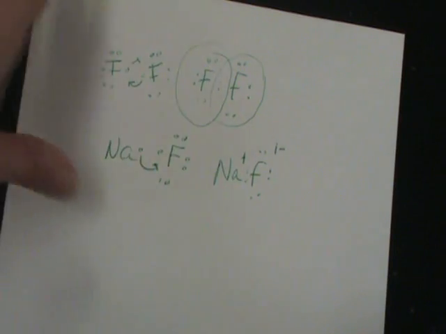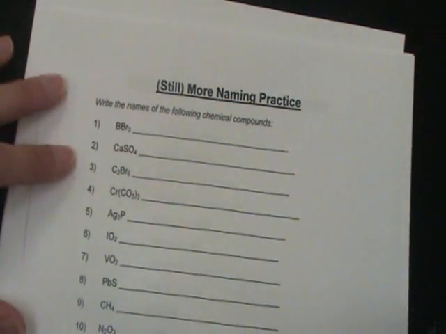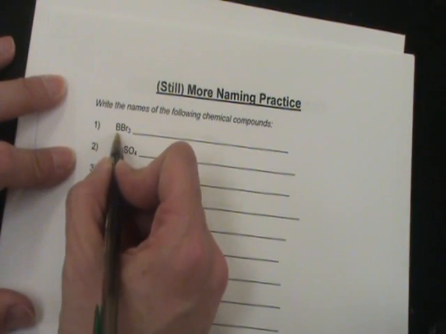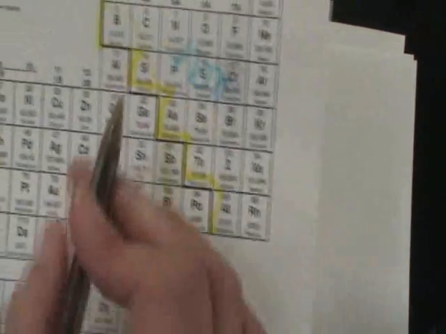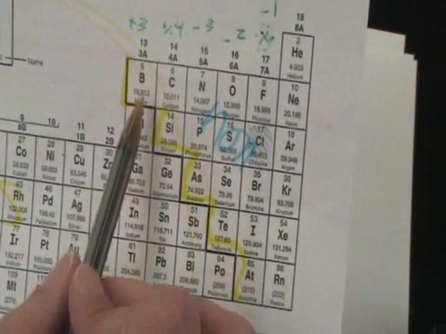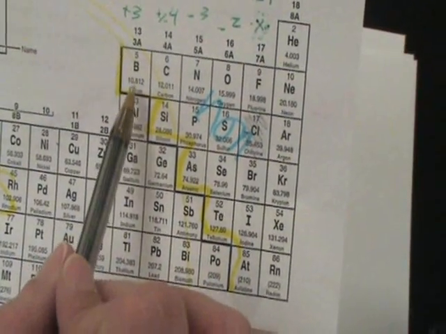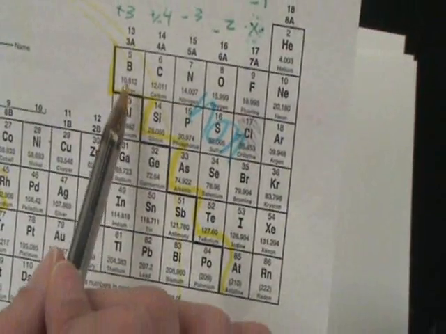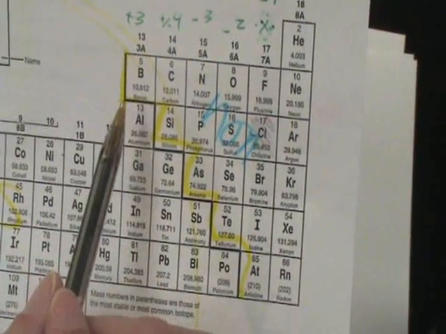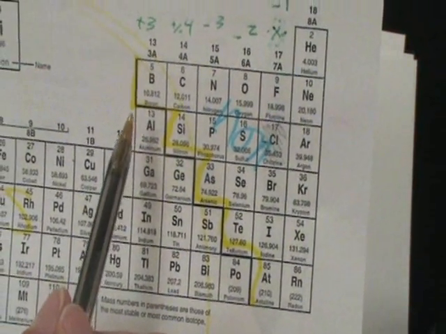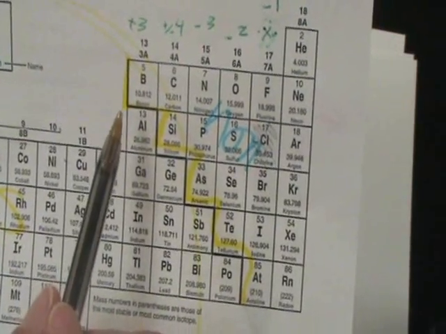So now when we go to name these, okay? If I'm looking at naming this, we have boron, okay? So here's boron. In this case, is boron a metal? It's not, is it, Mr. Carter? I can't remember. Boron is not a metal. No. It's a metal, lead.